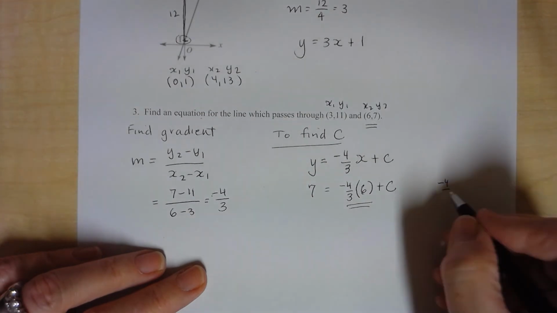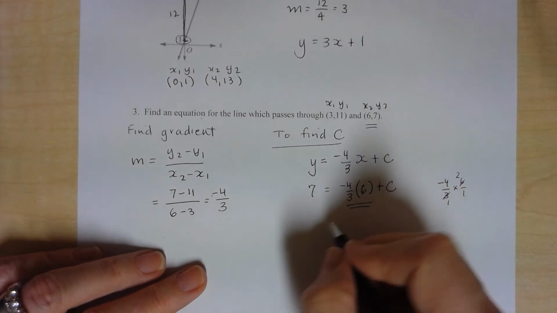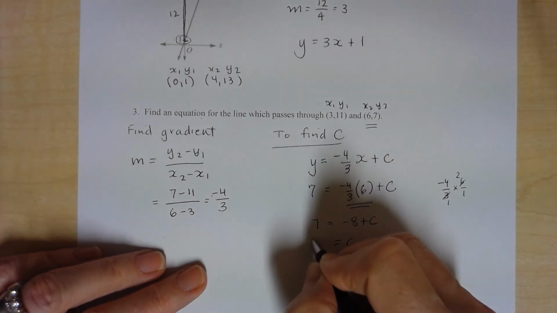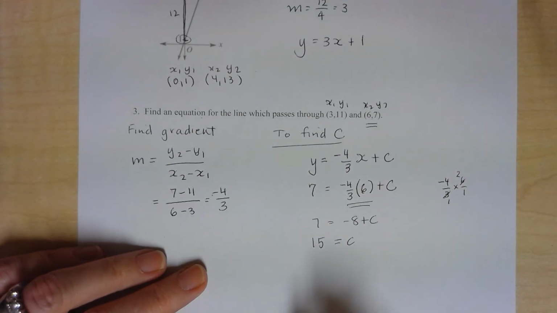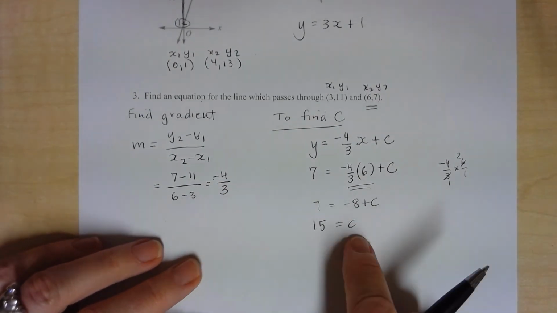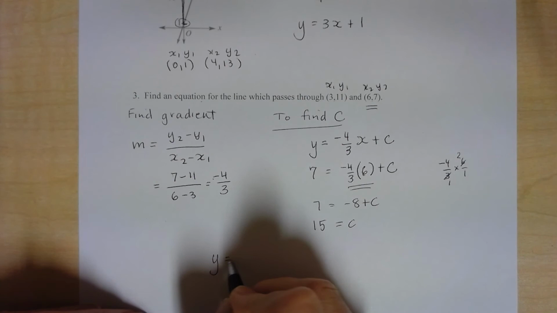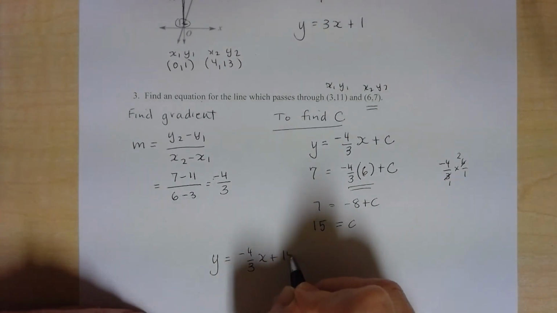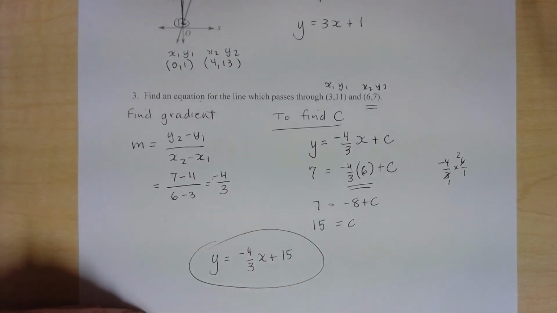Now I have to be able to do that math by hand. 3 goes in here once, 3 goes in here twice, so that's negative 8. So I get 7 equals negative 8 plus c, or c equals 15. And now I can write my equation because I have my m and I have my c. So y equals mx plus c. And that's the equation of that line.